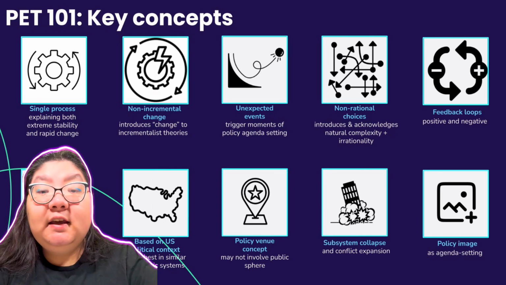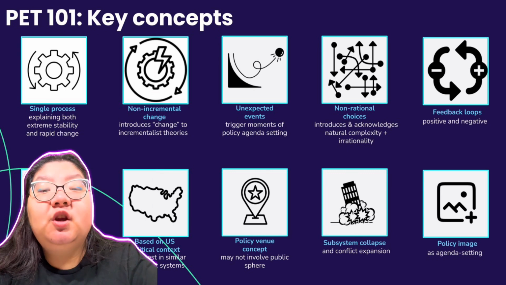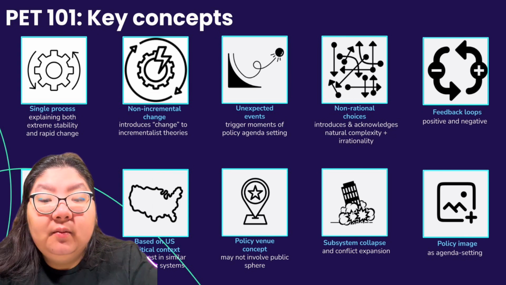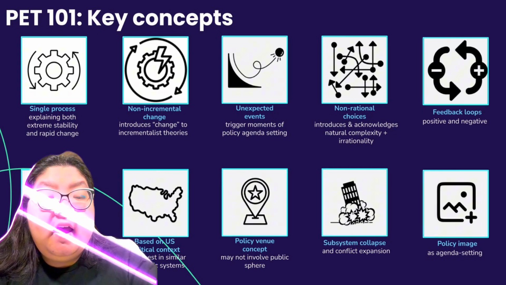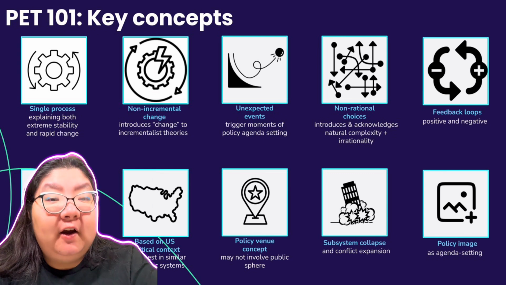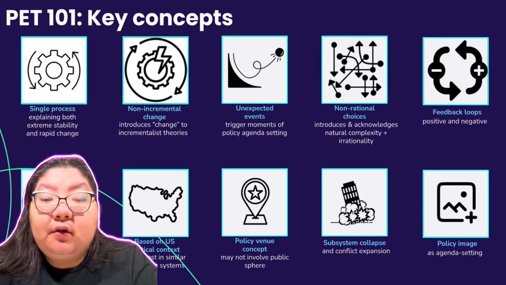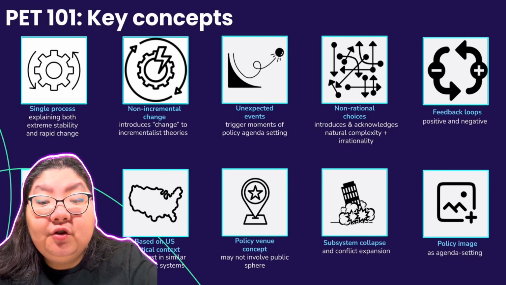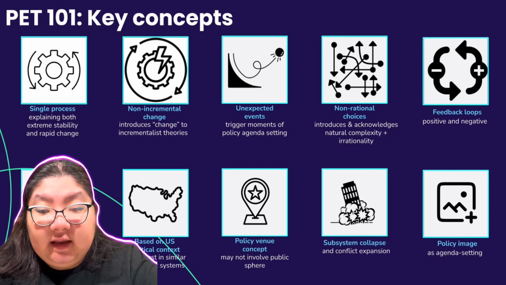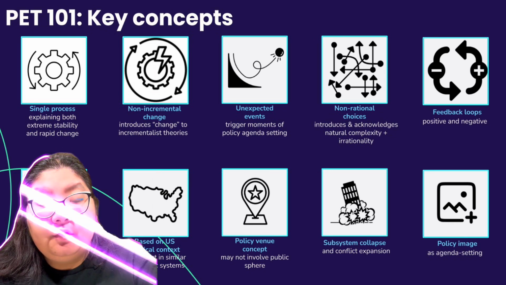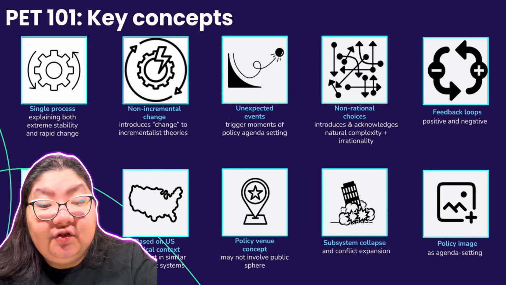So the last key concept is policy image as agenda setting. So a policy image is how a problem is defined or created. And the theory is all about the framing of public images. The theory defines how public images are created based on interpretation of a prism of beliefs and values. The policy reflects the norms and values of society and decision makers.